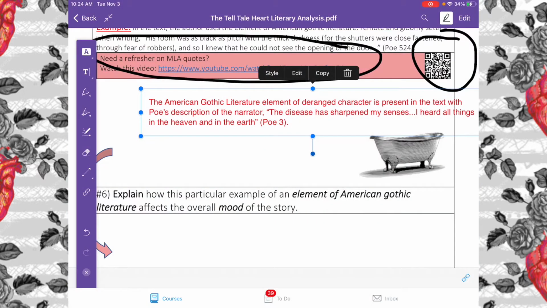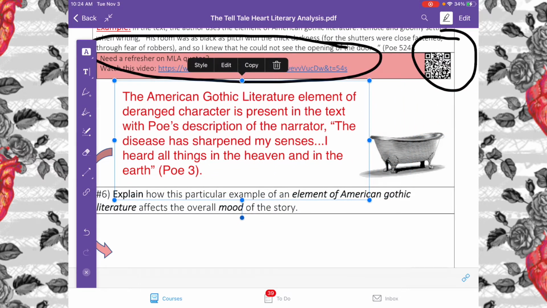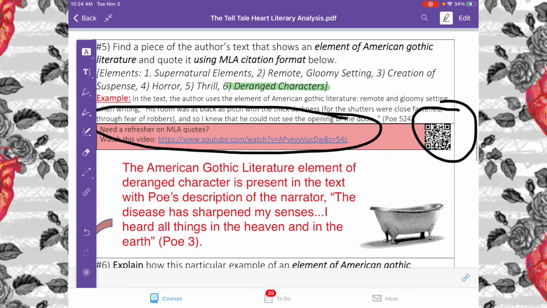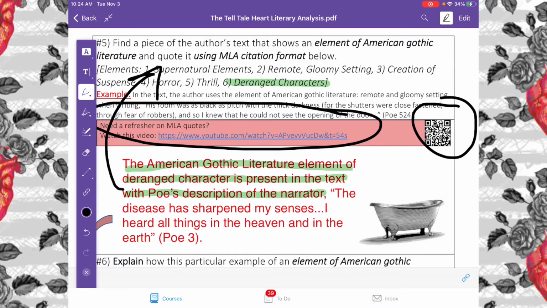Alright, so I'm going to toggle out of iBooks and take a look at this quote. So, following that MLA citation format, and if you forget what that is, you can use the YouTube video that's linked there. We're starting with our lead-in, and a lead-in is our own words introducing the author's words, and the lead-in should have something to do with the actual prompt. So here, the prompt is asking me about the elements of Gothic literature, so I want to mention that within my lead-in. So I put, the American Gothic literature element of deranged character is present in the text with Poe's description of the narrator.